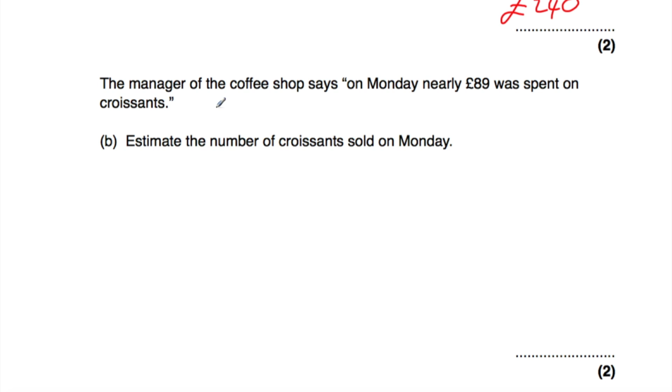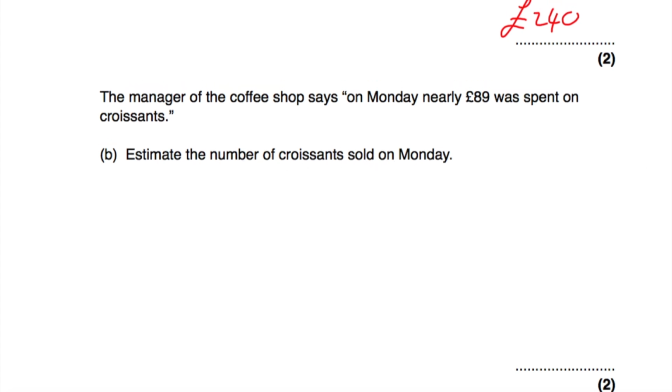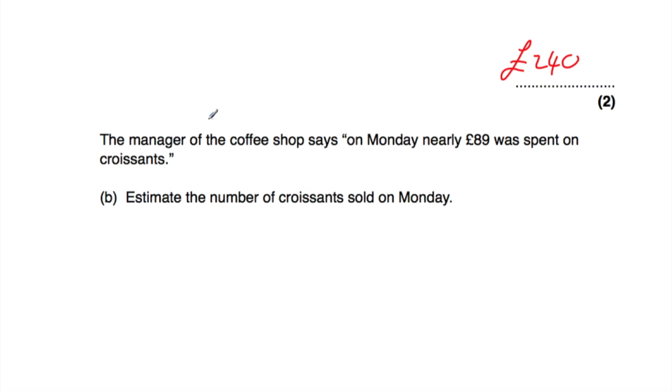So the question then carries on and says, the manager of the coffee shop says on Monday, nearly £89 was spent on croissants. Estimate the number of croissants sold on Monday. If we go up and see the price of a croissant, it is £2.95. That's the cost of one croissant. And the manager says on Monday nearly £89 was spent on croissants.